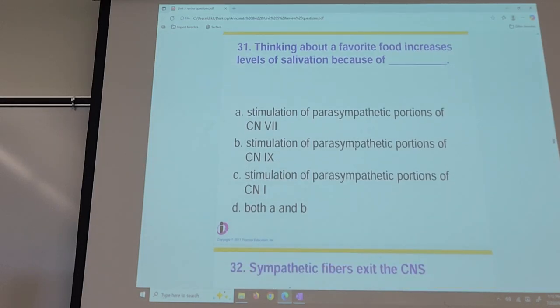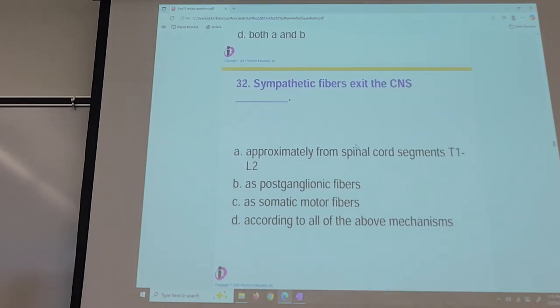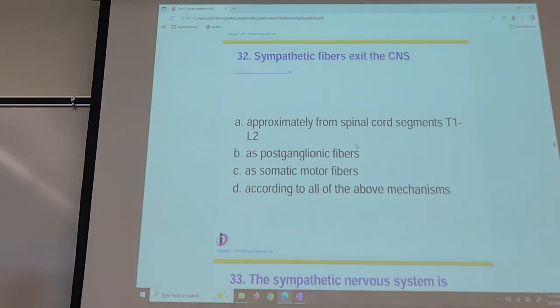So again, make sure when you're reading questions, you read what the question is asking you. If you're just assuming letter C, you're reading it too fast and you're throwing smell into there, and smell is not a part of that question. It's just salivation, which hints salivary glands, okay, which ones have salivary glands as part of their function. Okay, sympathetic fibers exit the CNS.